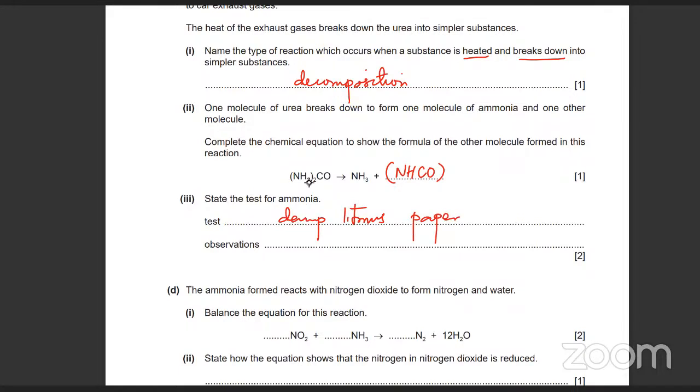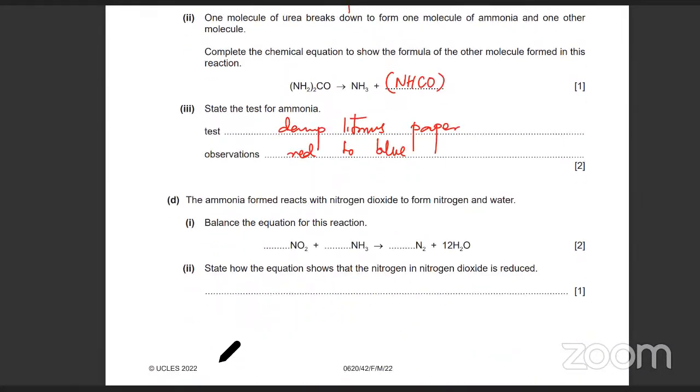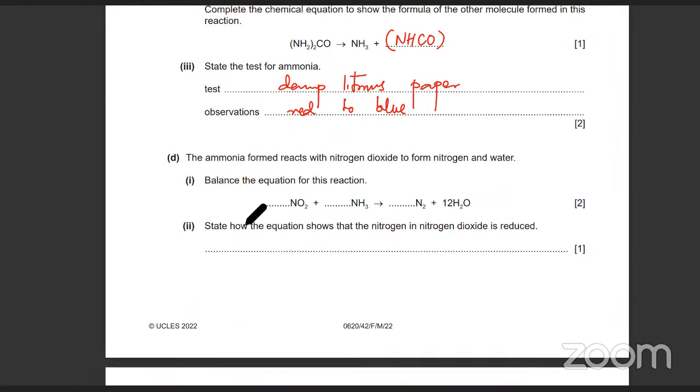And it will turn what? Red litmus paper, blue. Red to blue. अच्छा, फिर balance the equation. So how would you balance this? H is the balance scheme, so you can start off with this. It's 24 H's, right?